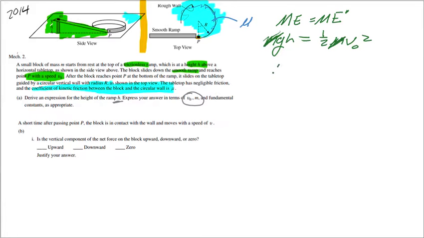And hopefully you know how to solve this. So therefore, height equals v naught squared over 2g. There you go. So that's A.